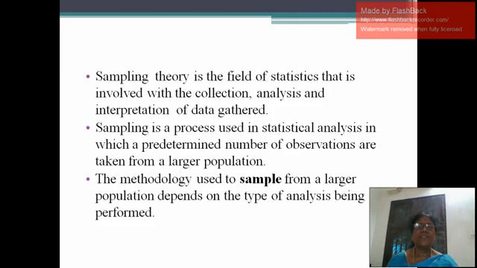Sampling theory is the field of statistics that is involved with the collection, analysis and interpretation of data gathered. Sampling is a process used in statistical analysis in which a predetermined number of observations are taken from a large population. Here we will be using the sample from a large population, which depends on the type of analysis being performed.